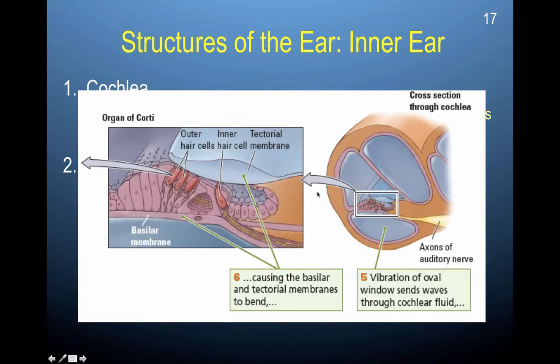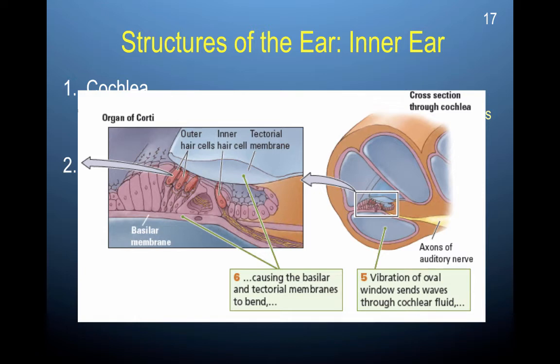Next, we have the inner ear. The inner ear comprises the cochlea, which is sort of this snail-like structure with a whole section where all these hair cells sit. The vibration of the oval window sends waves through the cochlear fluid, and these waves correspond with the frequency of how the eardrum was vibrated. So the waves correspond with the frequency of the sound wave.